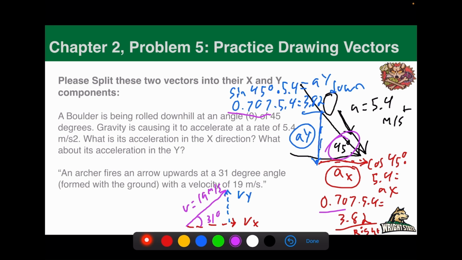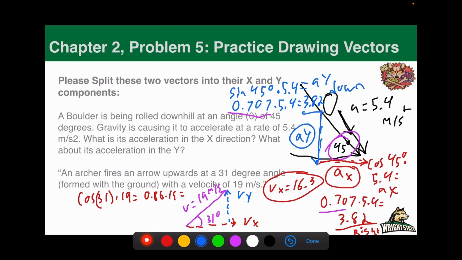Okay, so remember, the side that touches gets cosine. That's the shortcut that I like to use. Cosine is the adjacent over the hypotenuse. So the x side is touching this angle 31. So we get cosine 31 times our vector's length. And that will give us 0.86 thereabouts times 19, which comes out to 16.3. I'm going to round to one decimal place here. So vx equals 16.3.